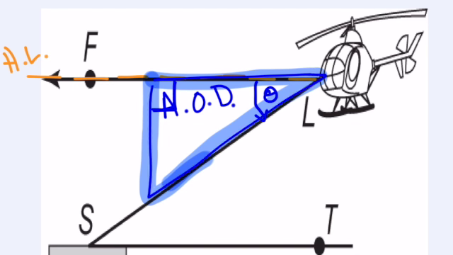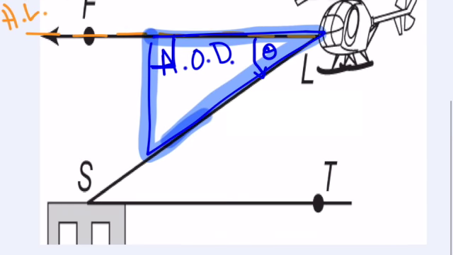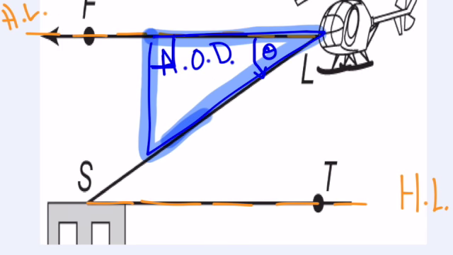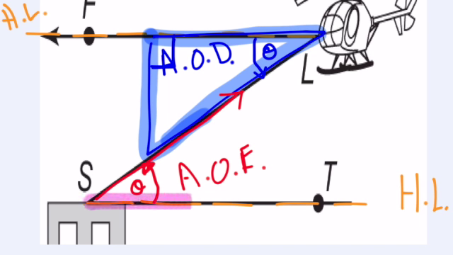Okay, let's look at the other one. I see a horizontal line right here. From that horizontal line, the line of sight is looking at the helicopter. This is going to be my theta, and this is an angle of elevation. I'm looking up. So then I would create a right triangle. My right triangle would look something like this.